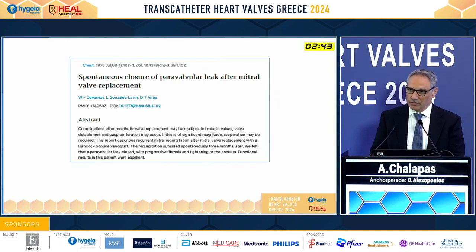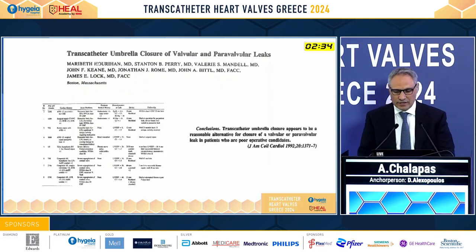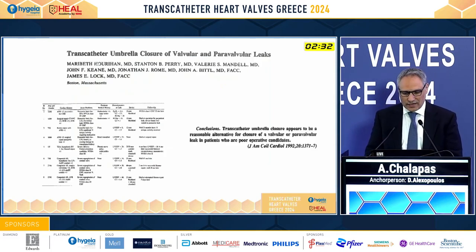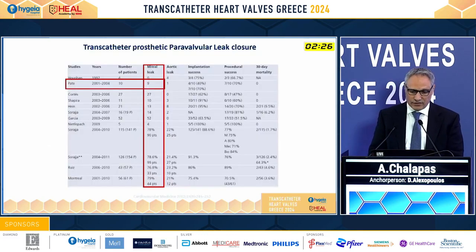And this is the first publication in Chest in 1975 showing the spontaneous closure of a paravalvular leak. This is the first publication in 1992 in JACC, coming from Hourihan, for the percutaneous approach for para-aortic defects, and the first publication for paramitral defects was done by Pate in 2001 with a small series of cases.